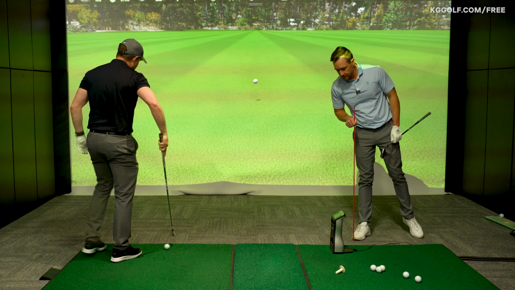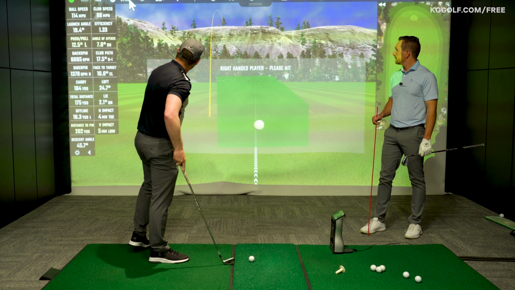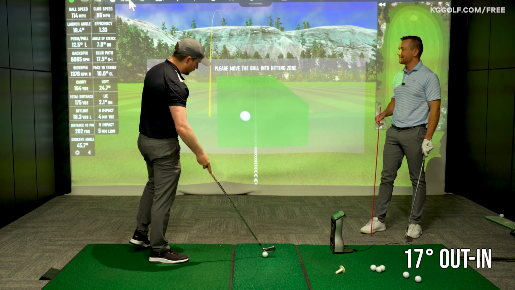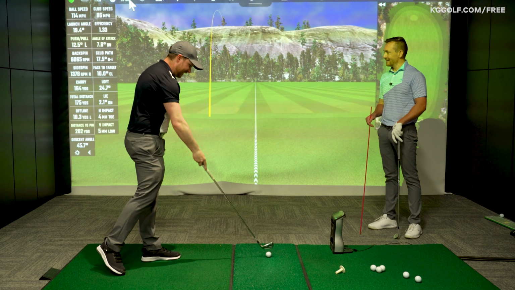What do we got down there? That was 12 left? No, 17. 17 left. I really exaggerated that. I got it to fade, but not enough. Yeah, the face didn't stay open enough, but that was a long way left.